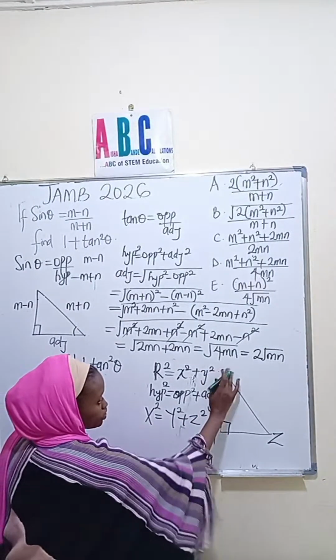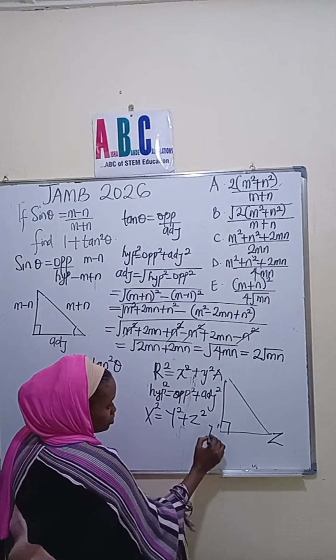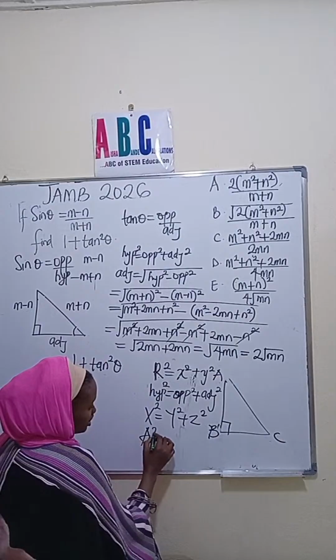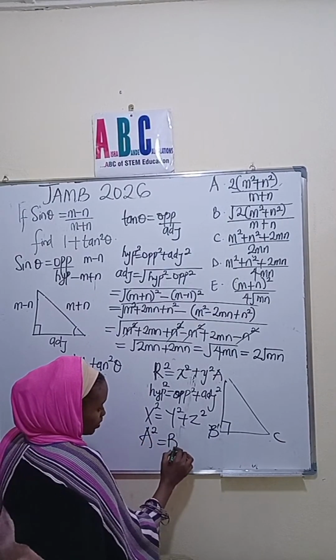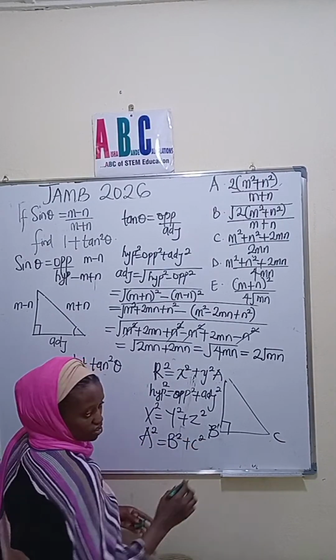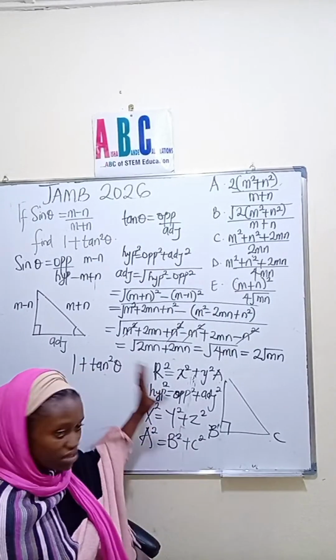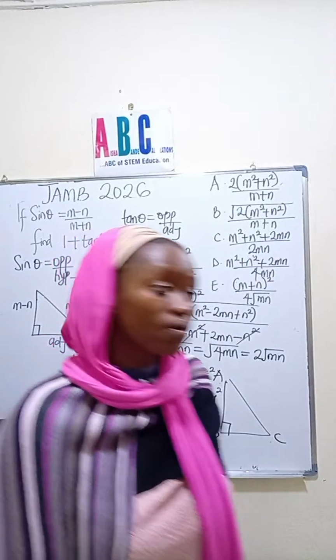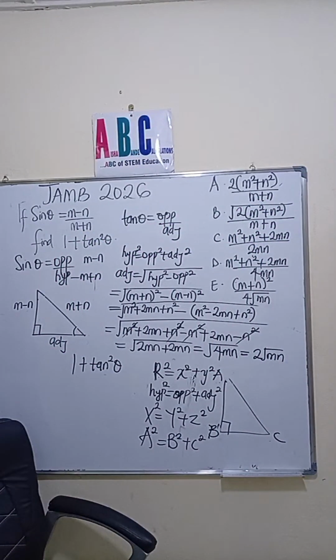I can decide to call this ABC. You can give it any letter. And it turns to what? A square is equal to B square plus C square. So it means the same thing. The difference is just the letters.